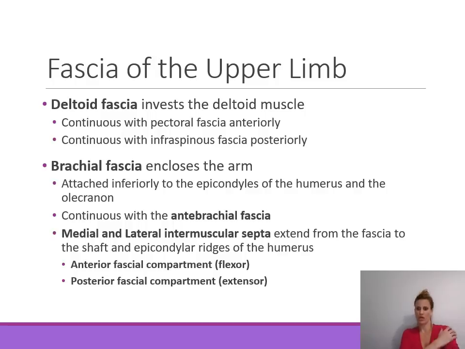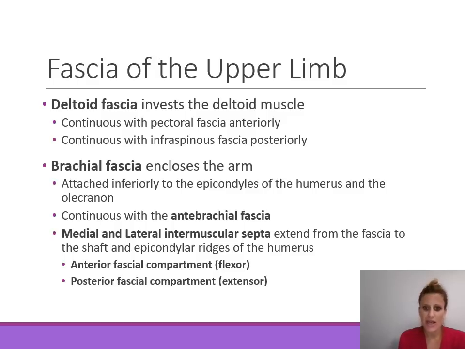Moving into the upper arm region or the brachial region, the deltoid fascia invests the deltoid muscle in the lateral shoulder. The deltoid fascia is continuous with the pectoral fascia anteriorly and with the infraspinous fascia posteriorly. The brachial fascia encloses the upper arm like a tight sleeve completely around the muscles of the upper arm down to the elbow.